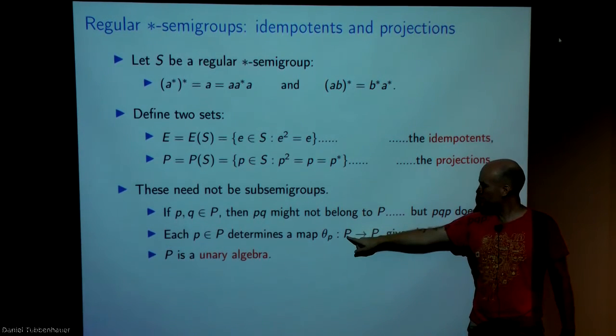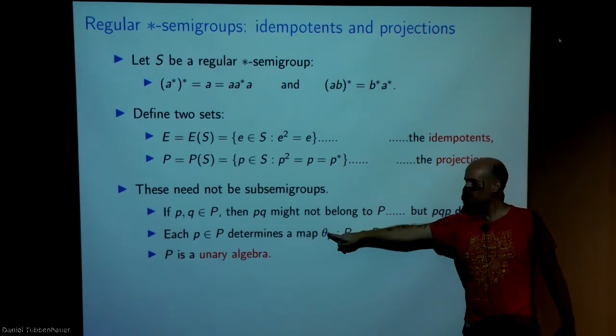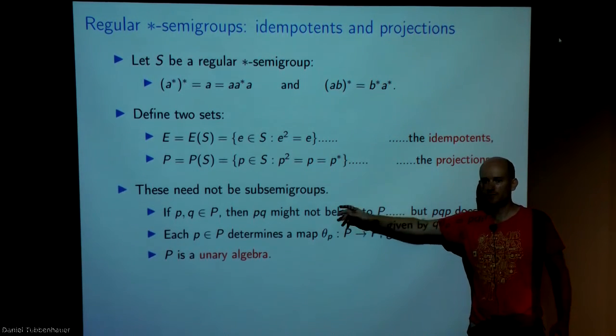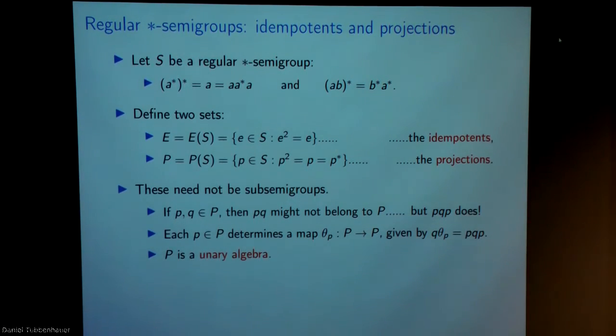We've got a set, P might have 10 elements. It's now got 10 unary operations, one for every element of the set. So these are the operations. Instead of a semilattice, we're having a funny algebra with lots of unary operations, and we call this thing the projection algebra of S.